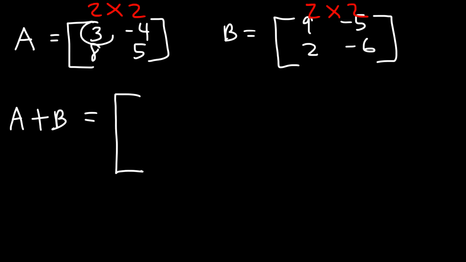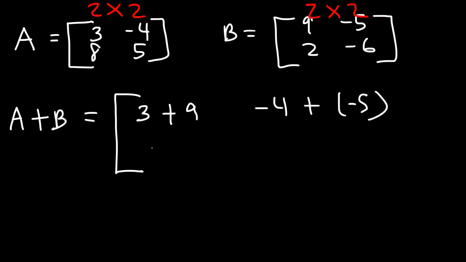So let's add the elements in the first row, first column. So it's going to be 3 plus 9. And then we need to add the 2 elements in the first row and in the second column. That's -4 plus -5. And then we need to add 8 and 2. And then 5 and -6.